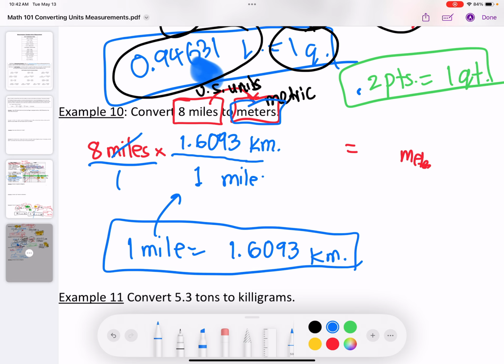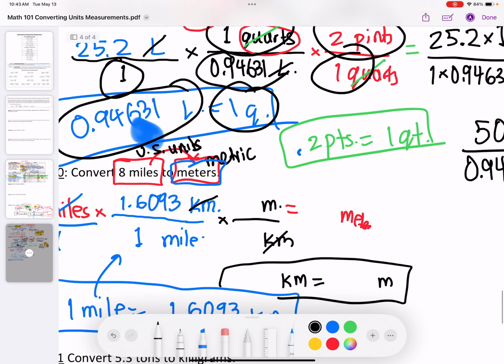I can go back to that simple table, the metric table, and I'll find some kind of conversion that goes from kilometers, because I want to make sure kilometers are in the denominator, so they cancel on the diagonal, and meters are in the numerator. So there's probably some conversion. You probably memorized it maybe, from kilometers to meters. Okay, so go back to that metric table.